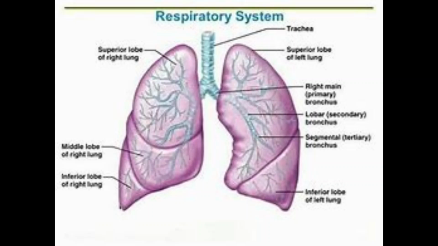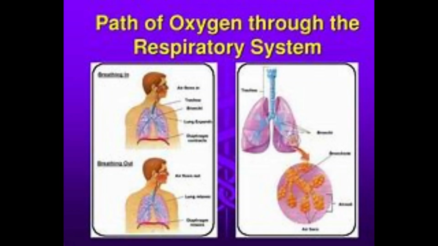And the respiratory system includes the mouth, nose, and linked air passages called the nasal cavity and sinuses, larynx, that's the voice box, trachea, that's the windpipe, tubes called bronchial tubes or bronchi, and their branches. And the small branches are called bronchioles.